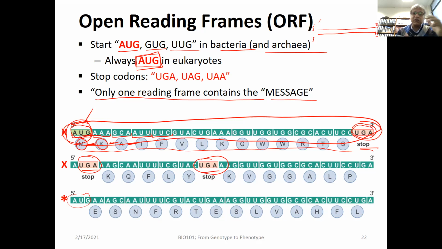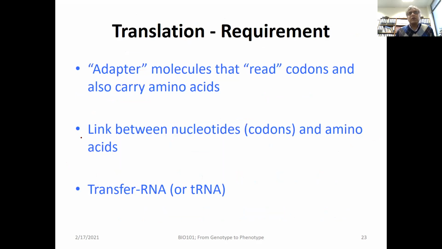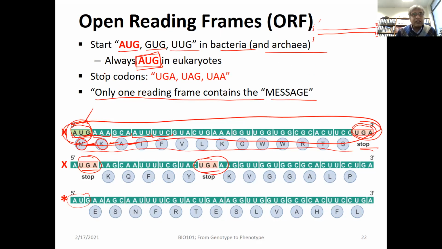What is the connection between ribosome and messenger RNA? So there are adapter molecules, and these adapter molecules are called transfer RNA. These are non-coding RNA molecules. These adapter molecules read each codon. AUG is a codon. So transfer RNA, an adapter molecule, a non-coding RNA, is going to come.